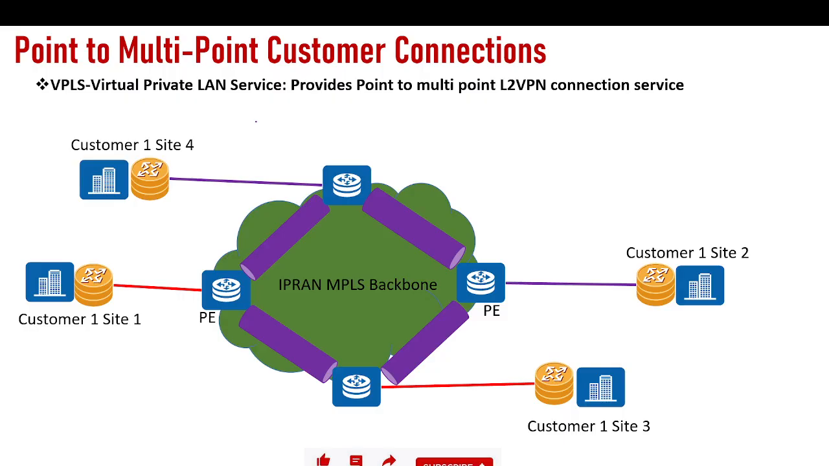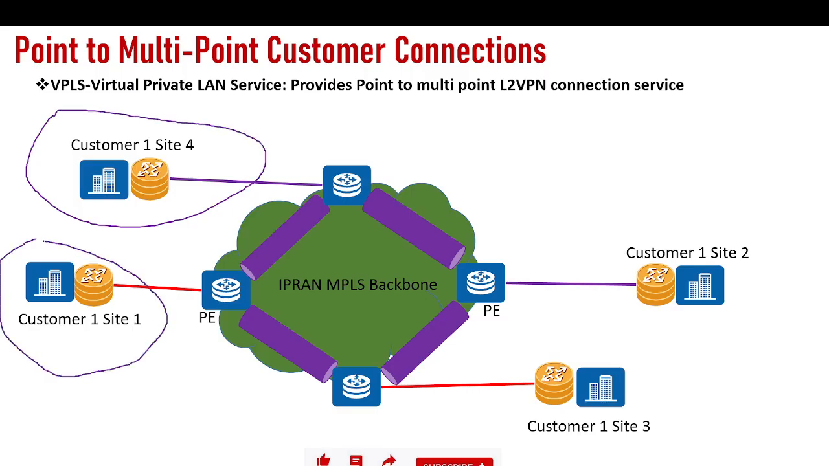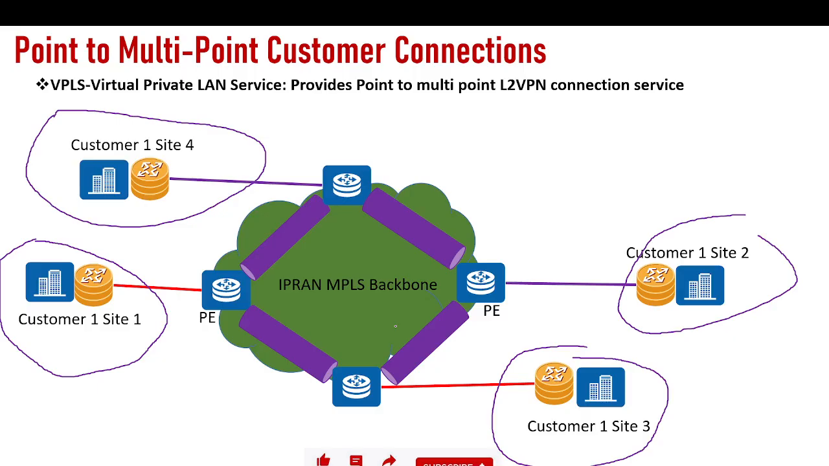So we use what we are calling the VPLS, Virtual Private LAN Service, to provide point-to-multi-point layer 2 VPN connections for our customers. In this setup, you can see that this one could be the branches. This is the head office, site 1 being the head office, and then we have 3 branches. So we have site 2, site 3, and site 4. And the customer requirement is that they should have communication between these branches and the HQ. So you end up having to configure a VPLS that will provide point to multi-point connections for these customers.